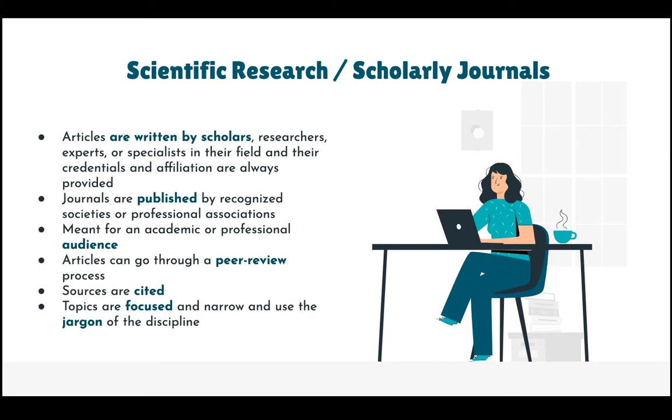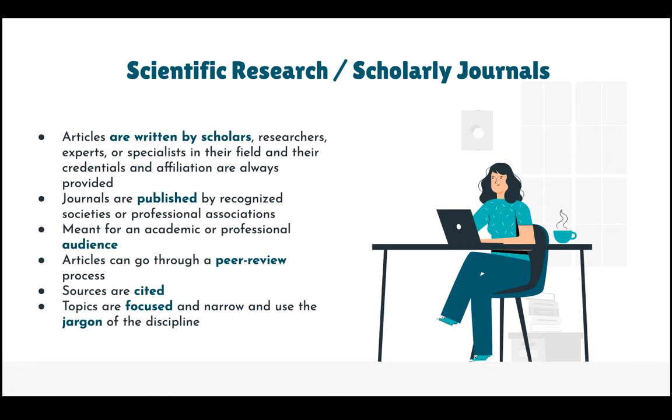So when we talk about scientific research, we also use the term scholarly journals. You might also hear academic articles or academic journals, or also peer-reviewed articles. All of those terms are kind of used interchangeably. So scientific research that you find in scholarly journals are articles that are written by scholars, researchers, experts, specialists in their fields, and often they will have their credentials or their affiliation provided somewhere in the article. The journals are published by recognized societies or professional associations. They're meant for an academic or professional audience.